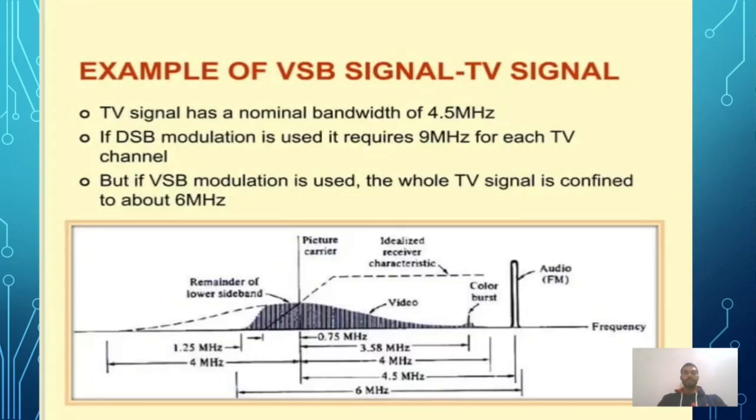Example of VSB signal, TV signal. A TV signal has a nominal bandwidth of 4.5 MHz. If DSB modulation is used, it requires 9 MHz for each TV channel. But if VSB modulation is used, the whole TV signal is confined to about 6 MHz.